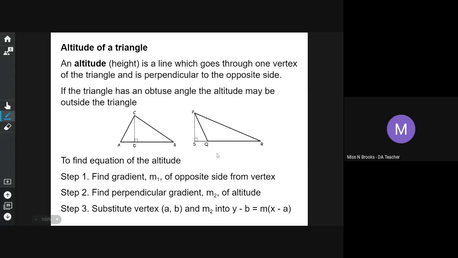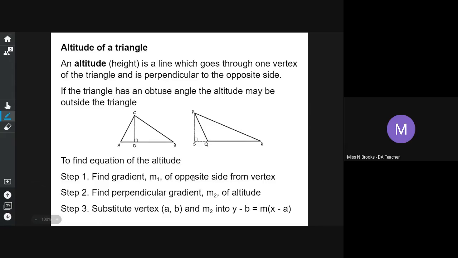Now, in this obtuse triangle, you can see that the altitude's actually outside the triangle, but it's exactly the same process. It's going to be the gradient of QR, which is the side that's opposite vertex P. So to find the equation of the altitude, step one, we're going to find the gradient M1 of the opposite side from the vertex, so AB or QR.